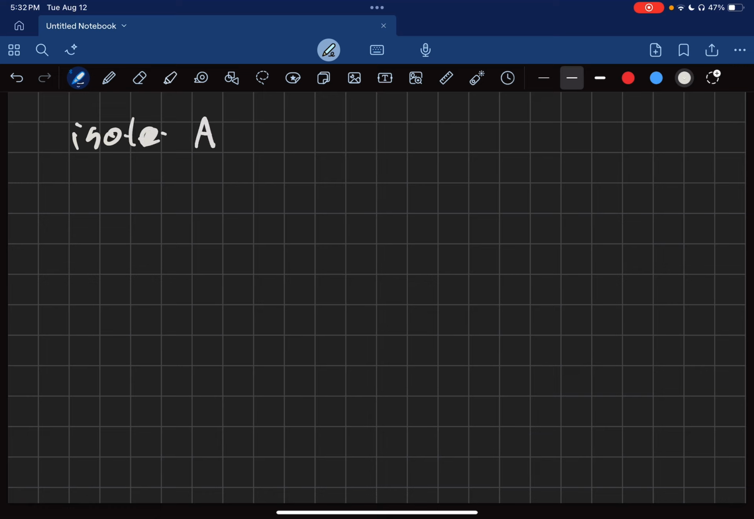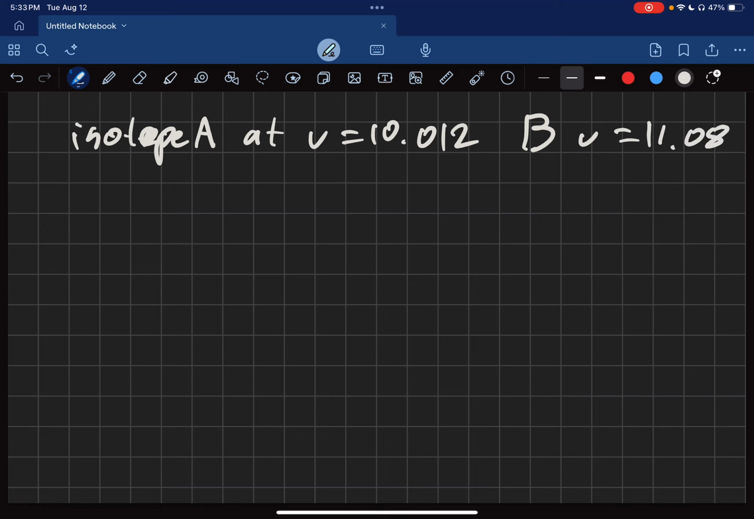So our first problem, take isotope A at U equals 10.012, and isotope B at U equals 11.08. You find that the average atomic mass of A and B, assuming they're talking about the same element here, is 10.81 U. The question is, what is the percent of A and what is the percent of B?